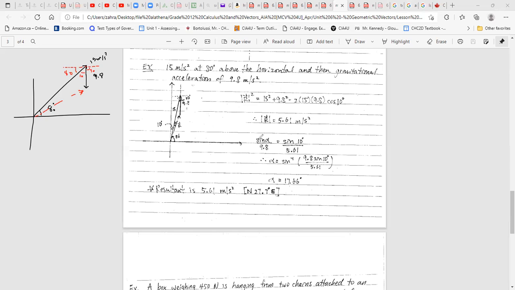Then we can use the sine law. If I call this angle here alpha, it's going to be sine of alpha over the opposite side, which is 9.8, equal to sine of 10 over the resultant, which is 5.6. Rearranging for sine alpha and taking the sine inverse, you get alpha to be 17.66.